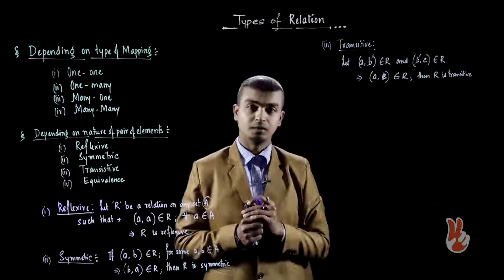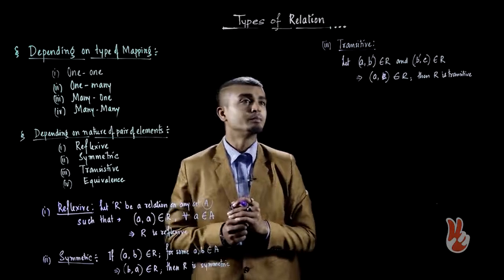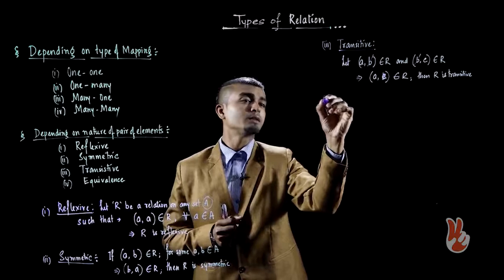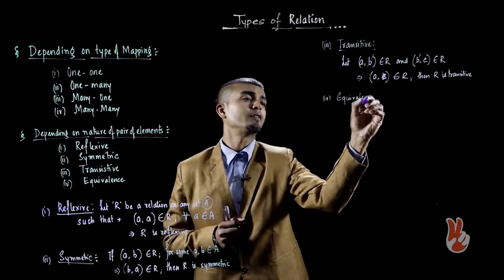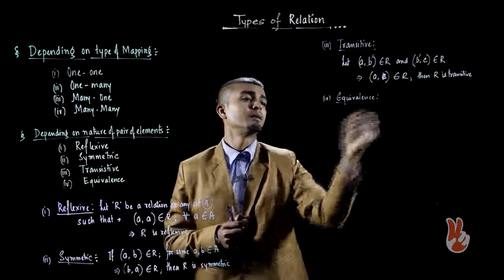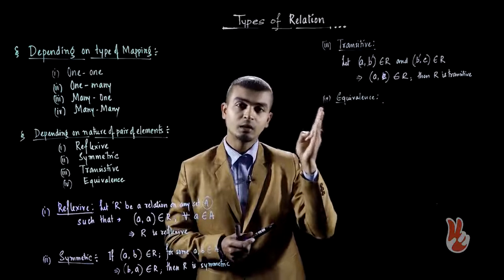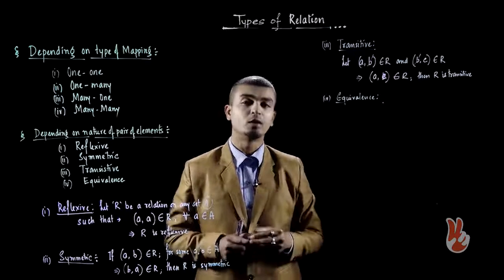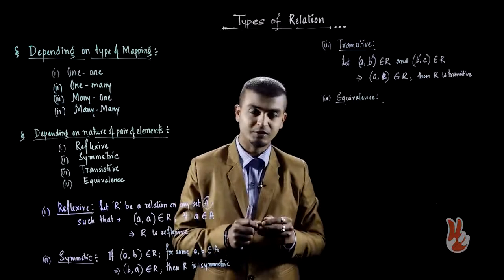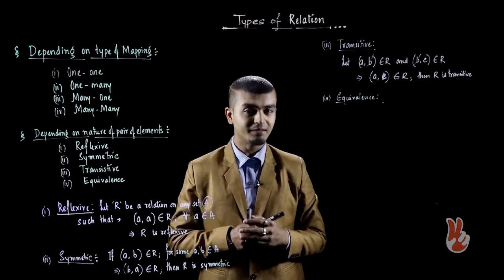This is C, remember. Okay? So, what is equivalence? Equivalence means if a relation is reflexive, symmetric as well as transitive, then together it will be called an equivalence relation. So, let us discuss a question for clarification of our understanding.